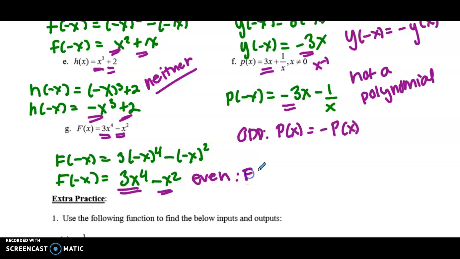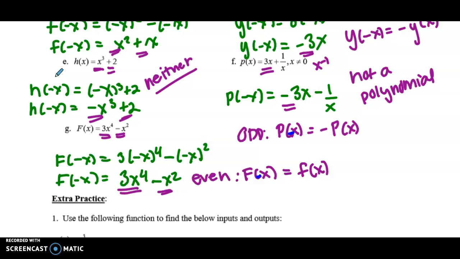Make sure you write f of -x equals f of x. That negative is kind of hard to see right here. And I apologize, I forgot to put the negative up here. So P of -x equals negative P of x. So it's saying when you plug in the negative, what do you get back out?